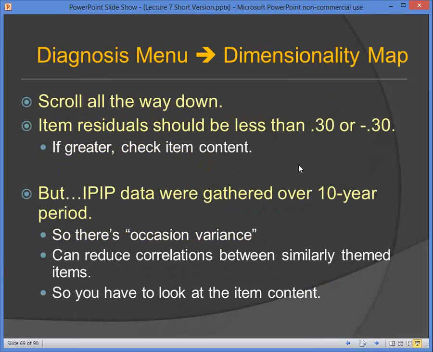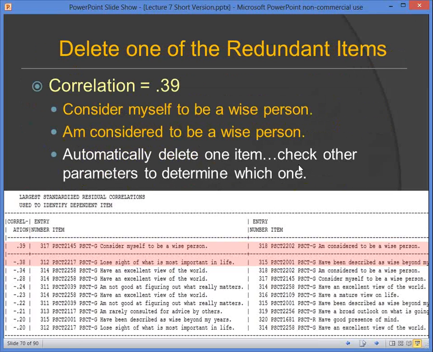When you analyze the IP-VIA data in class a little bit later, you may find items that are closely phrased, but they're only correlated 0.20, say. The reason for this is that the IP data were gathered over a 10-year period. So there's occasion variance thrown in here that wouldn't exist in most data sets, where all of the subjects take the test at the same time.